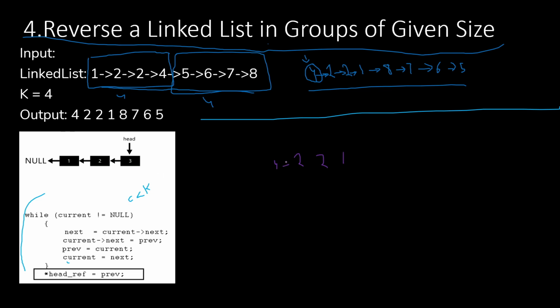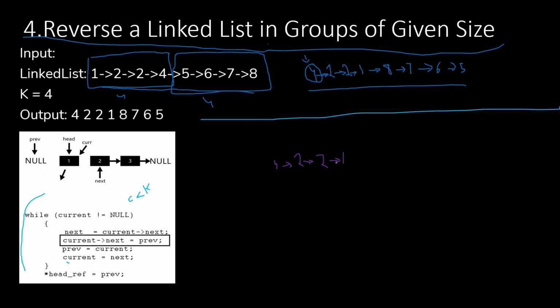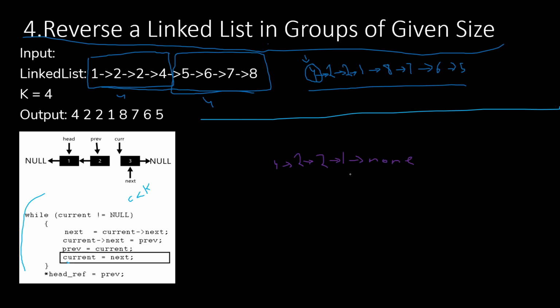After reversing, 4 will point towards 2, 2 will point towards 2, and 2 will point towards 1. And 1 will point towards a none value here. So this is the first observation that we have in mind. 1 is pointing towards the none value, which we don't want to happen. So this is the first group.